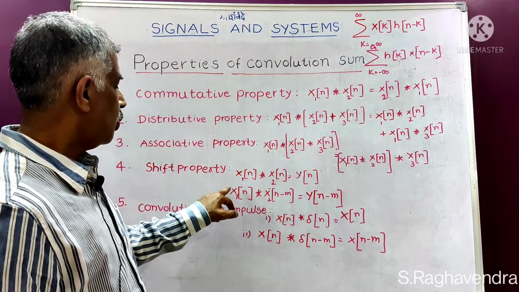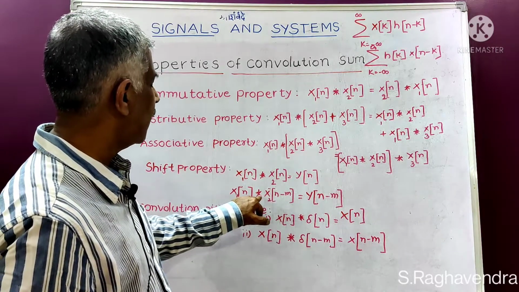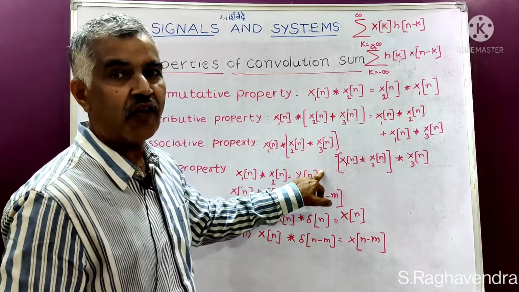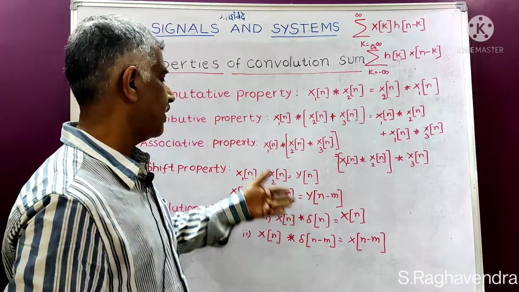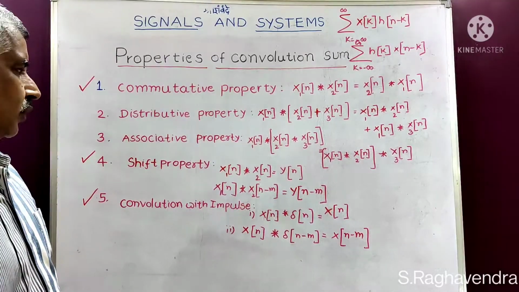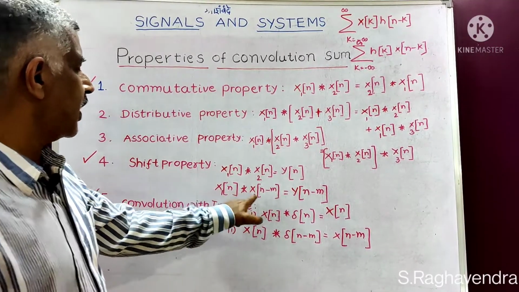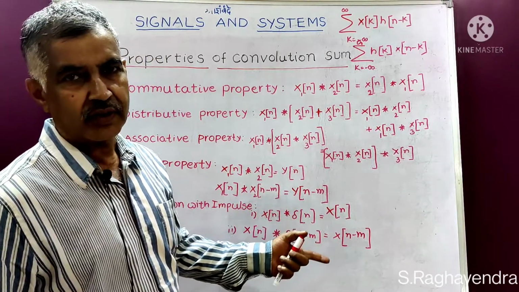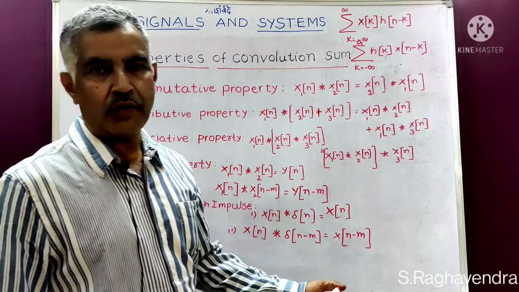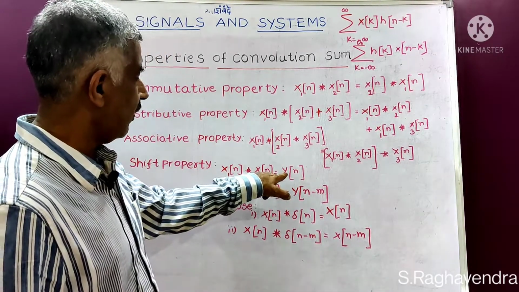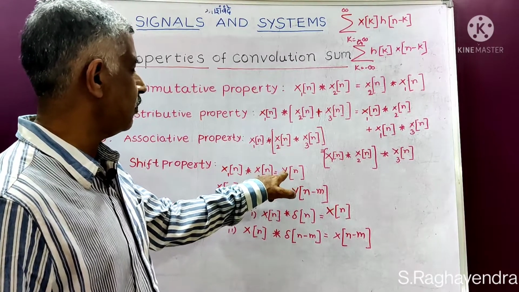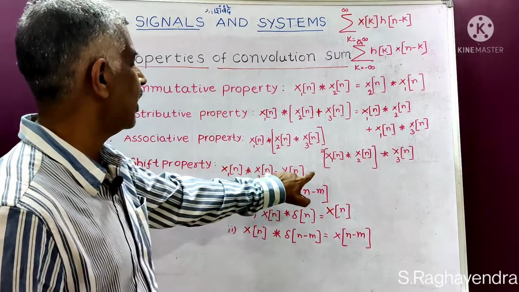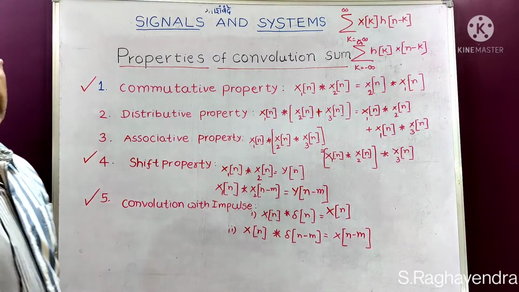Now next, to carry out x1 of n convolving with x2 of n minus m, you just take y of n and shift it by m units. That is, x2 is shifted by m units. Then once again you need not do the convolution. You take y of n and replace n by n minus m, that is y of n minus m. Very frequently we come across this property, what is called the shift property.